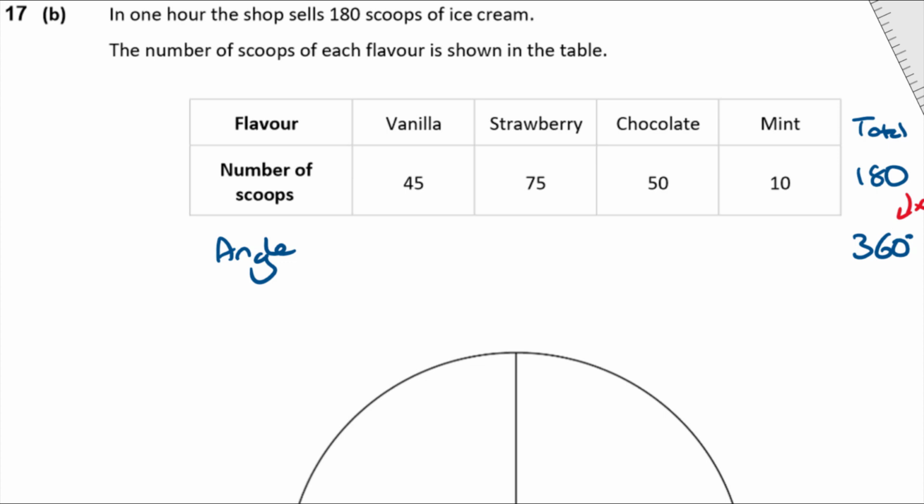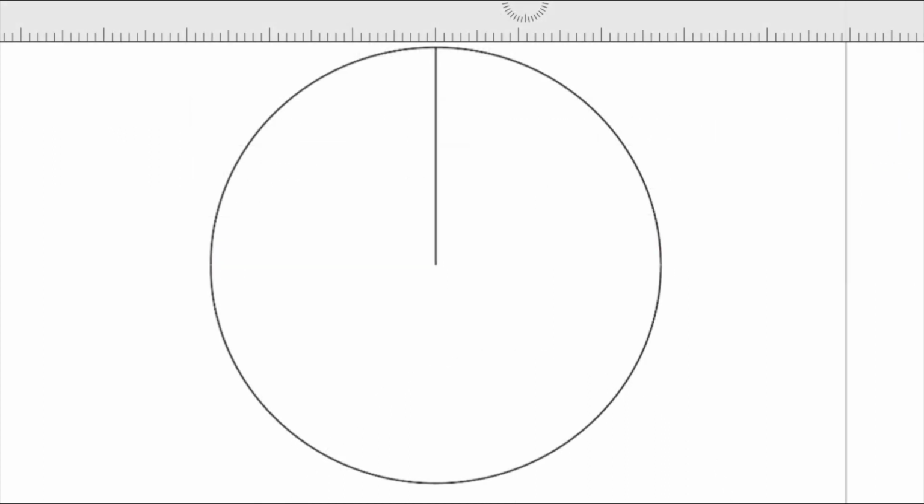Okay, so that makes it very easy to work out the various angles that we need to use. We just need to double each of these. So my 45 scoops of ice cream, if I'm using 2 degrees per scoop, that's going to be a 90-degree angle that we're going to use. Strawberry, 75 times 2, that's a 150-degree angle. Chocolate is going to be a 100-degree angle. And mint is going to be 20 degrees. Okay, so moving on to the pie chart now.